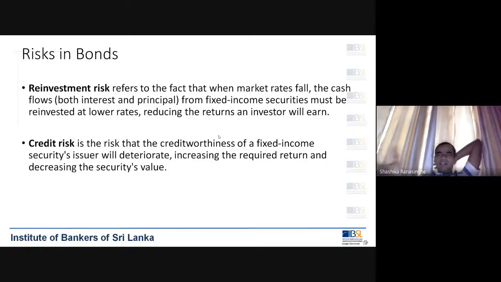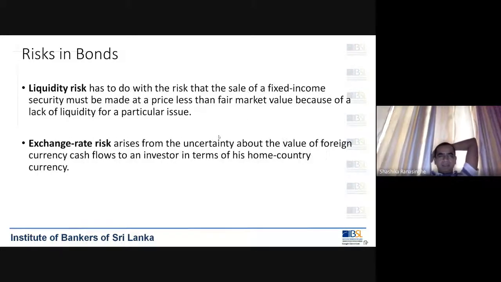Reinvestment risk happens if interest rates drop. When it matures, you might have to reinvest at a lower rate. Credit risk is the risk of default. Liquidity risk is like getting married. After you get married, it's very difficult to get out. So with liquidity risk, if you buy a bond, you'll have to keep it until it matures. You can't sell it off.